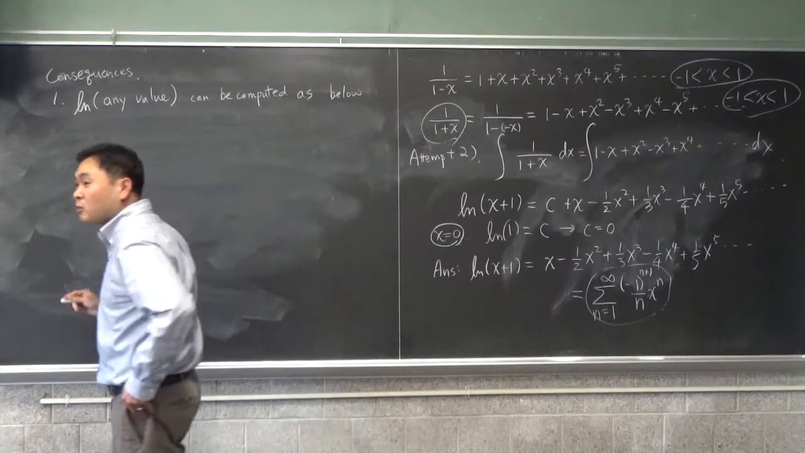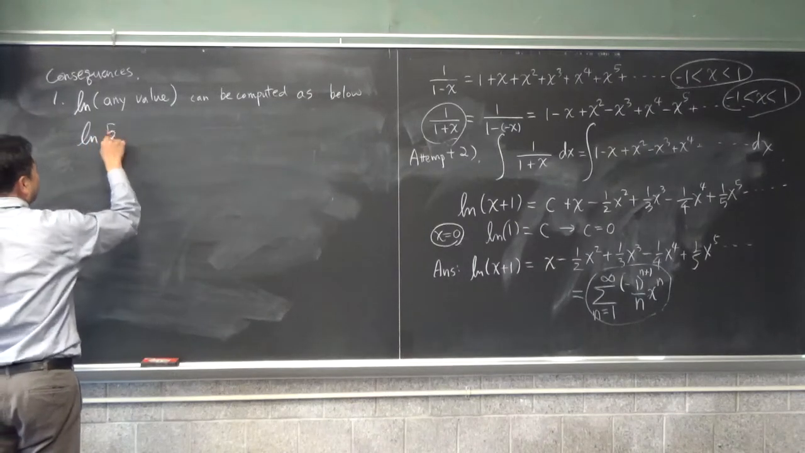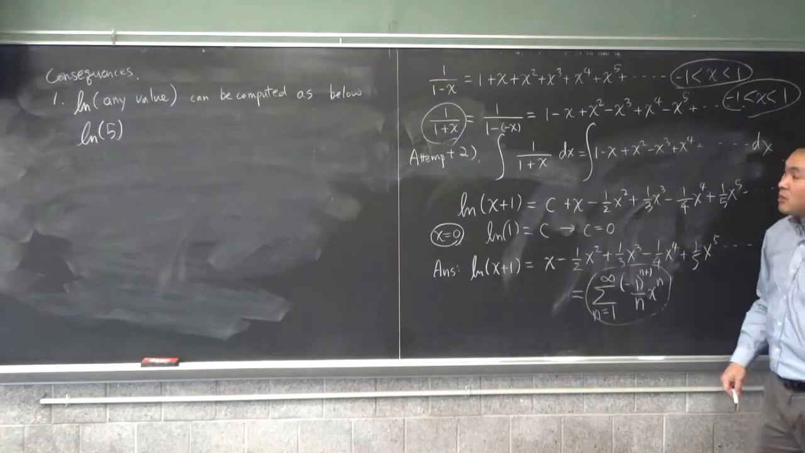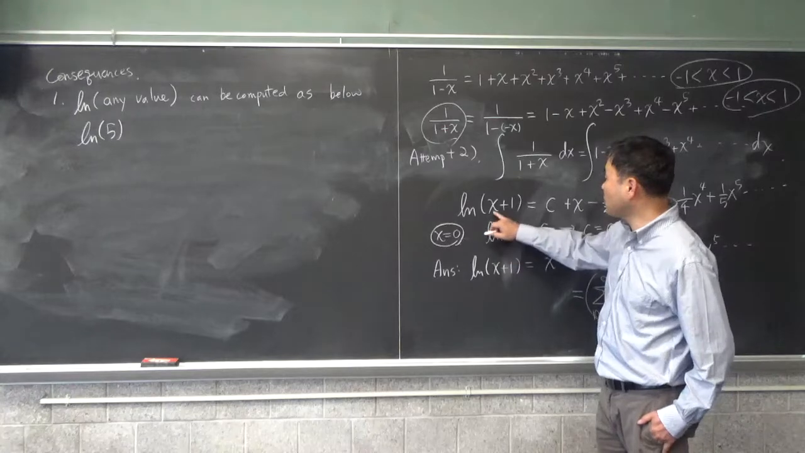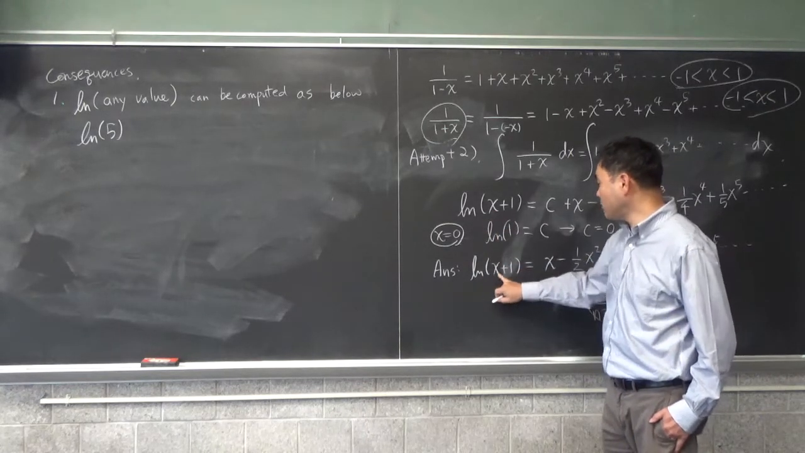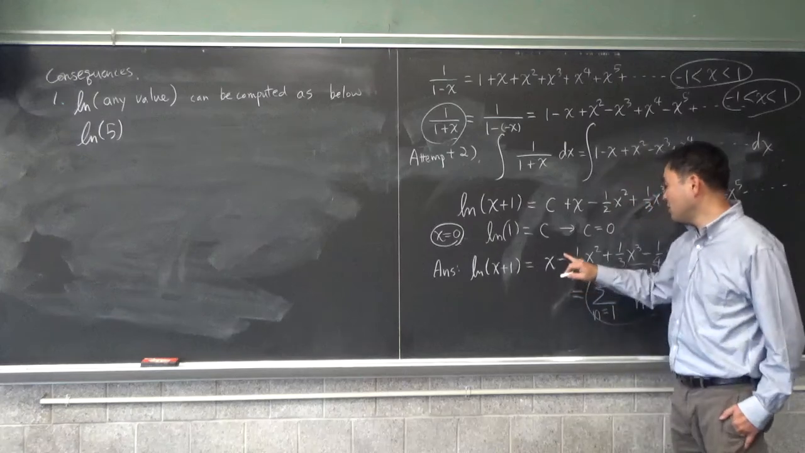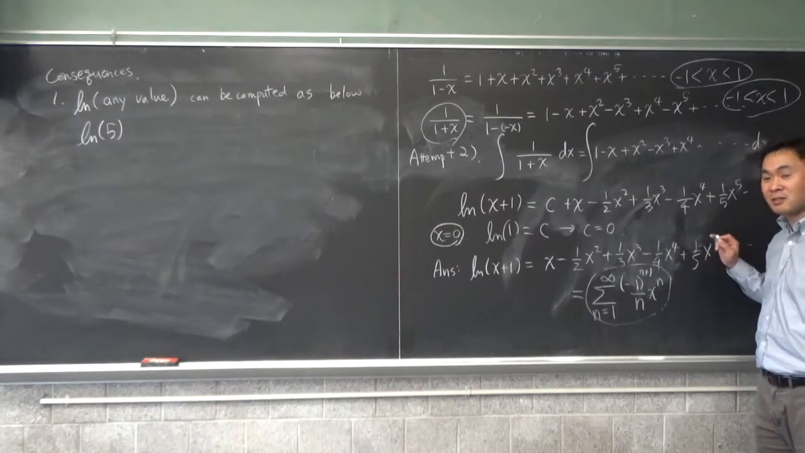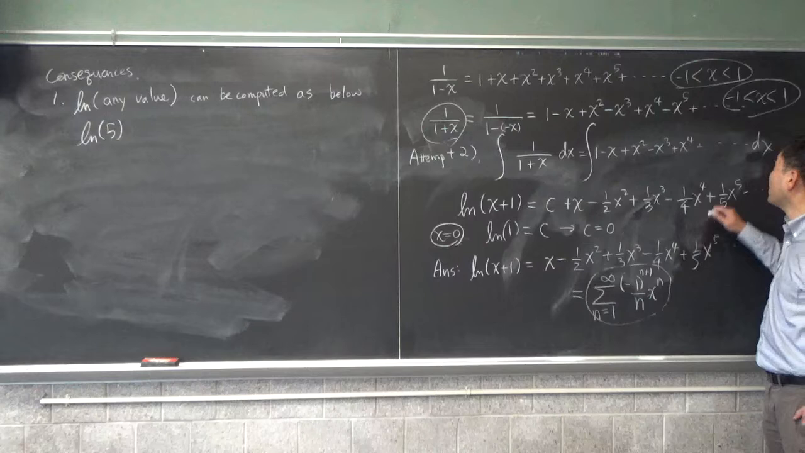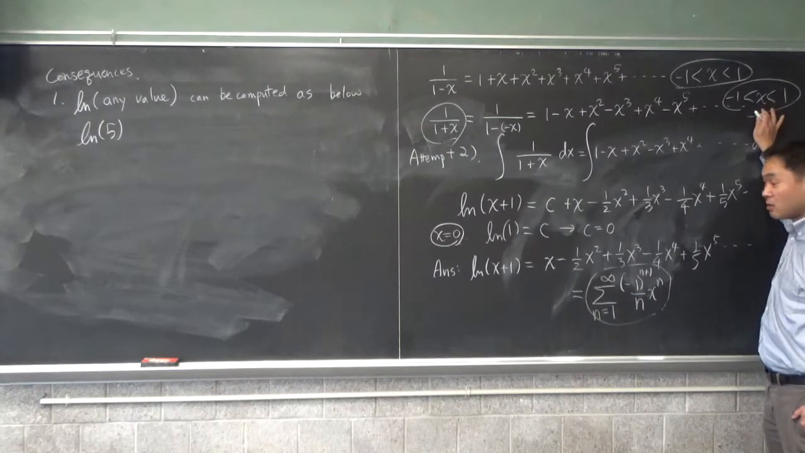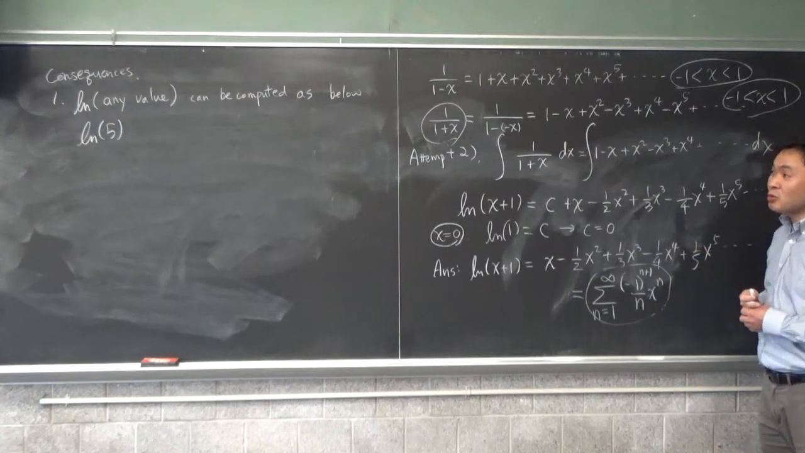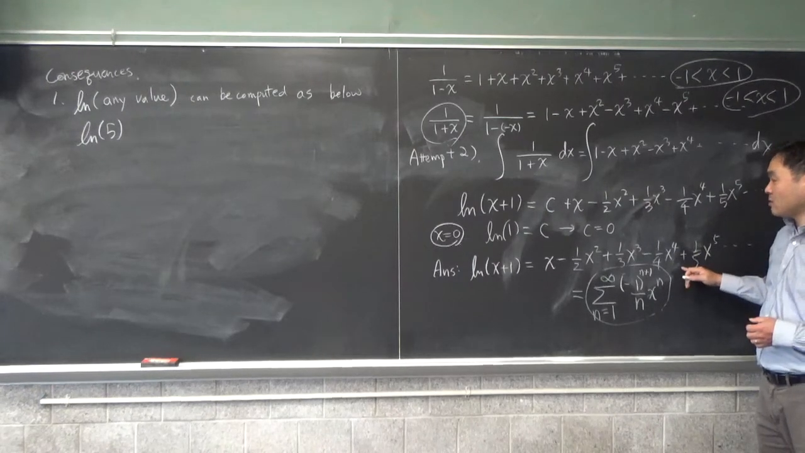Okay, so for example, I wanted ln of 5. Now, one might think, oh, for that to happen, you should be plugging in 4 here, right? So ln of 4 plus 1, which is 5, should be equal to 4 minus something plus something. But that's no good. Why is it bad? Because it diverges. Because we know that x has to be between negative 1 and 1 in order for it to converge. You see that? So you can't directly use this series.